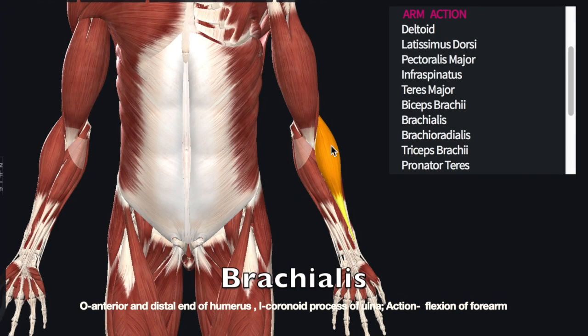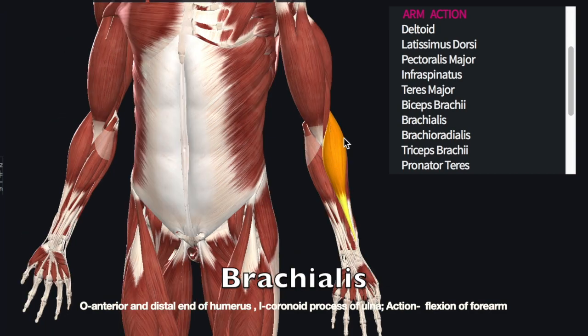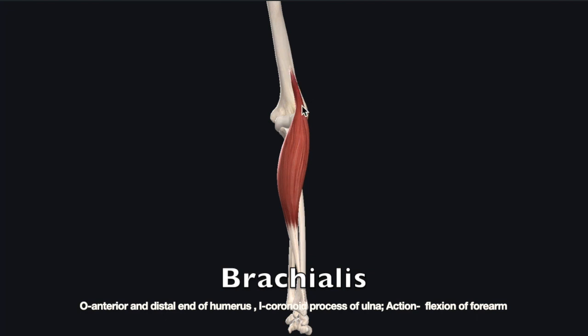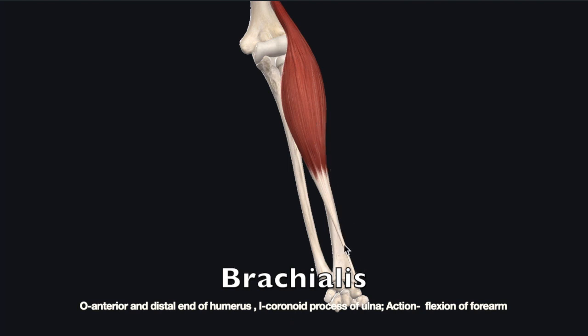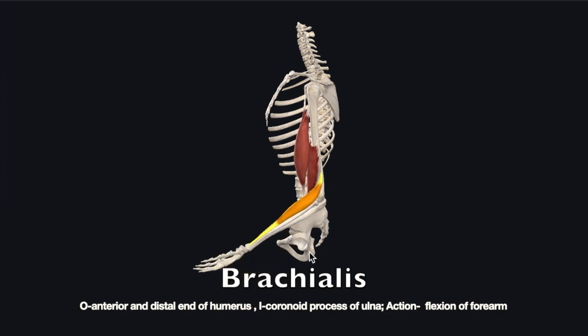A synergist to the brachialis is the brachioradialis. Its belly can be seen on the lateral portion of our forearm. Its origin is on the inferior and lateral end of our humerus. Its insertion is along the styloid process of our radius. Its action is in elbow flexion.